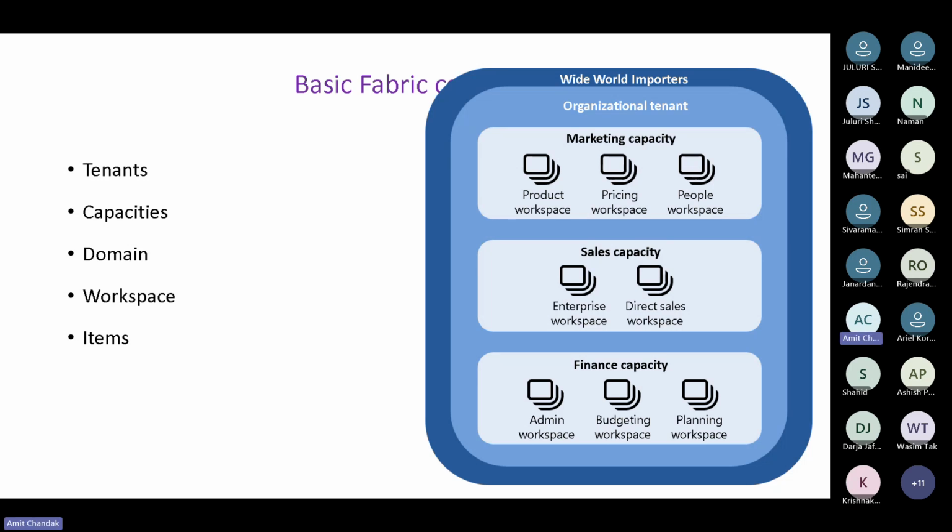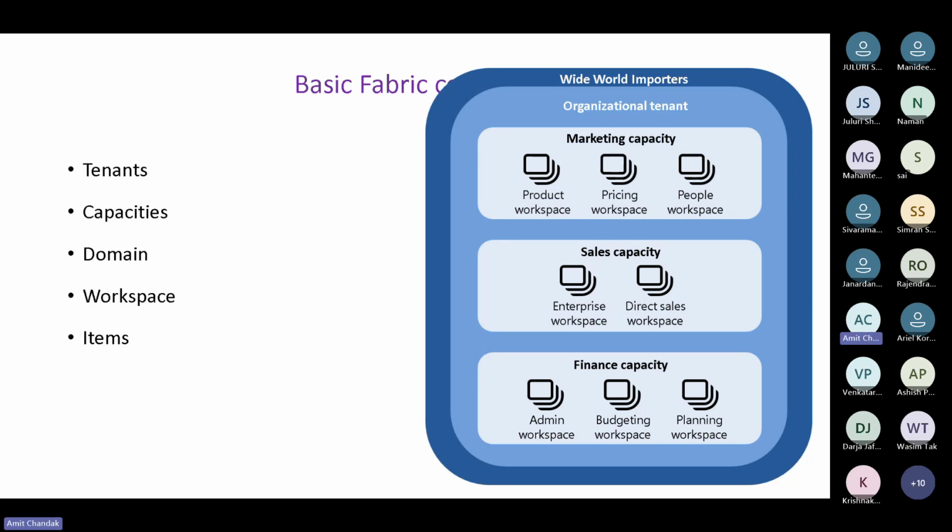My organization will have one single tenant, one domain. For that domain we have a tenant. Inside that tenant we can have multiple capacities. Capacities are basically your compute. In the Power BI world we used to say P1 capacity, P2 capacity. In the Fabric world we talk about F2, F4, F8, F16, F32, F64, F128 capacities. Basically they help in compute.